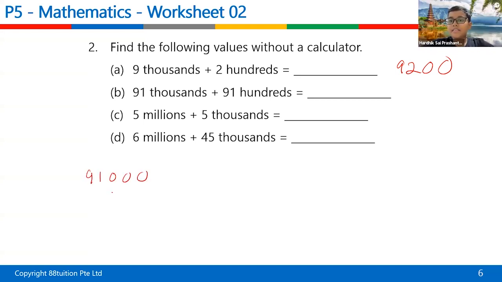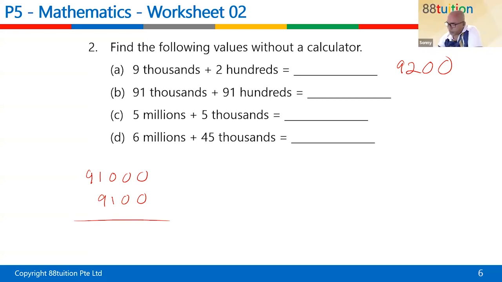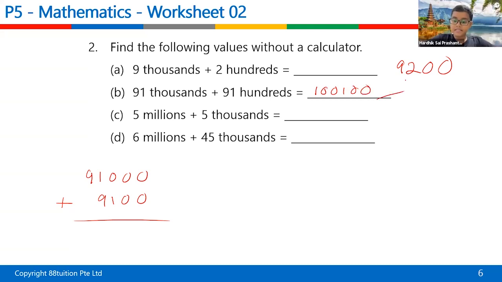91091. No, sorry. 91 plus 91000 plus 9100. Correct. So what's your answer? 100100. 100, 100, 100, right? Yes. Okay, good. So 100, 100. You got that? Yes. All right, good. Well done.